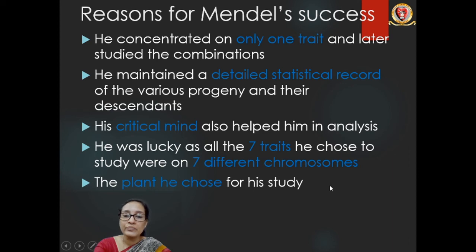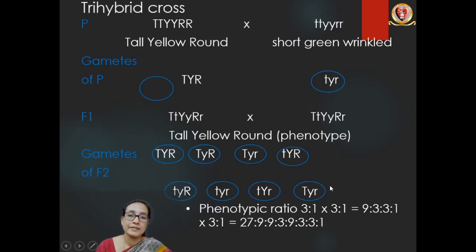But he was also lucky because he chose 7 traits which were found on 7 different chromosomes. Now, when we look into variations in Mendelian ratios, we will understand that there are certain traits which are found in the same chromosome, and this would lead to differences in the Mendelian ratios. He wouldn't have got a 3:1 ratio if he had chosen traits that were found on the same chromosome. Also, the plant he chose for his study. These are the reasons behind Mendel's success.